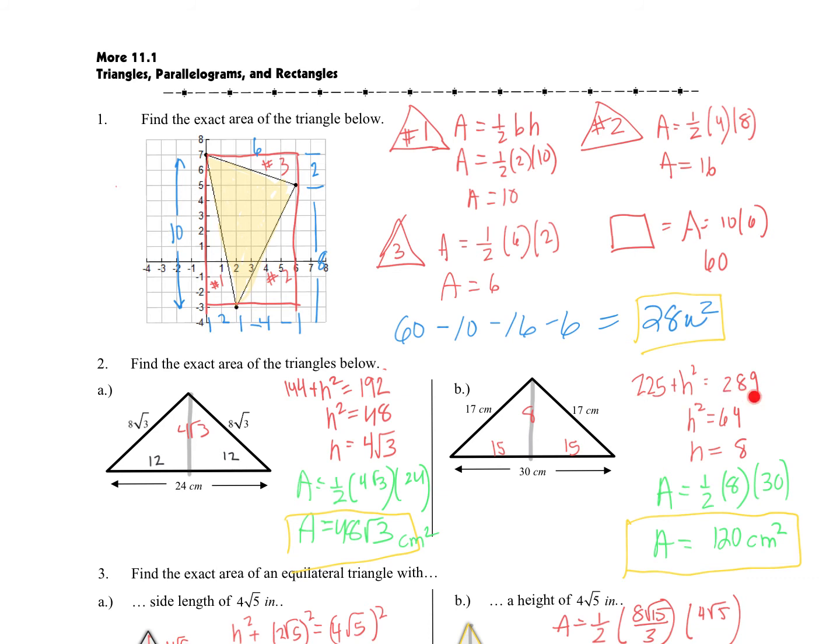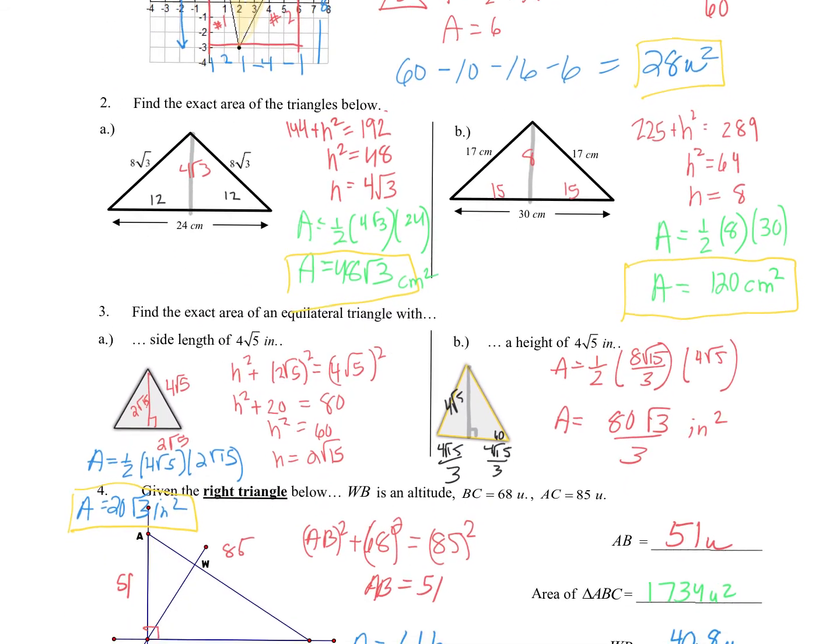Subtract 225 from 289 gives us 64. Square root both sides gives us the height of 8. And then to find our area, we're going to take half of 30 times 8, which is 120 centimeters squared. All right, let me go ahead and move this up.